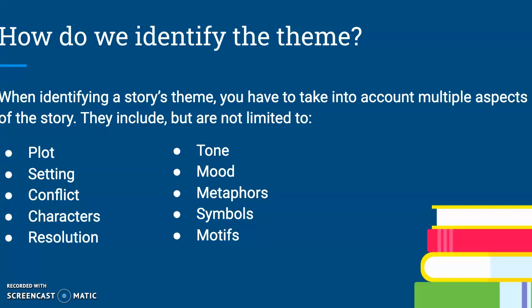I'm going to start by thinking about the plot of the story, maybe the setting, the conflict, the different characters that you find, the resolution, the tone and the mood, metaphors, symbols, motifs or patterns that develop in the story. You could even think about point of view. Point of view is one that's not on this list but could be really influential in uncovering theme. So there's lots of different ways to start to consider the story and think about, what is the author trying to say to me through this story?